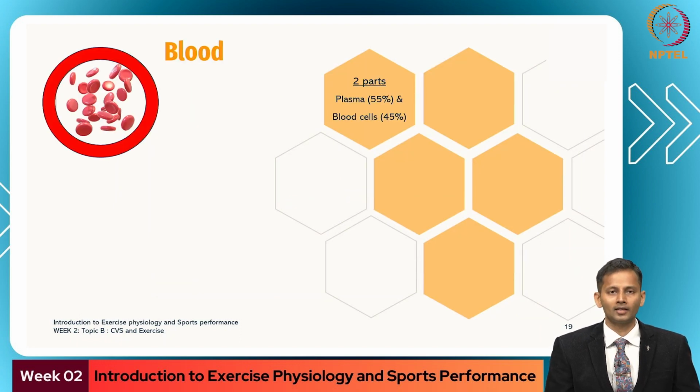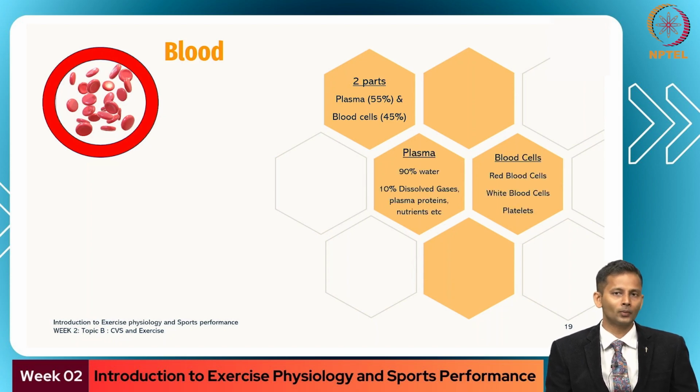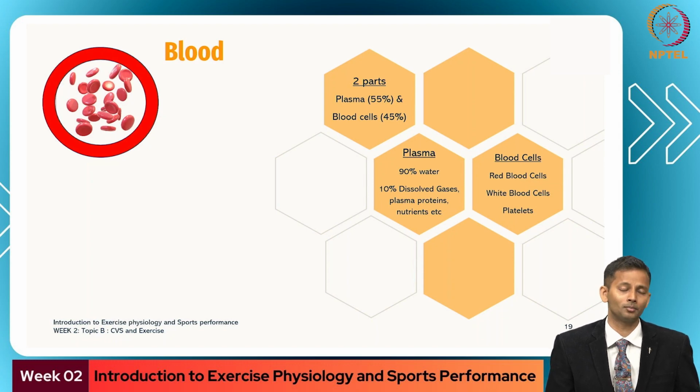So we are covering the last component of the circulatory system, that is the blood. The blood has two parts, the plasma and the blood cells. The plasma forms the liquid component, with 90% of it being water and 10% the remaining nutrients and dissolved gases. And the blood cells are the red blood cells, white blood cells, and the platelets. The blood is red in color because of the red blood cells.